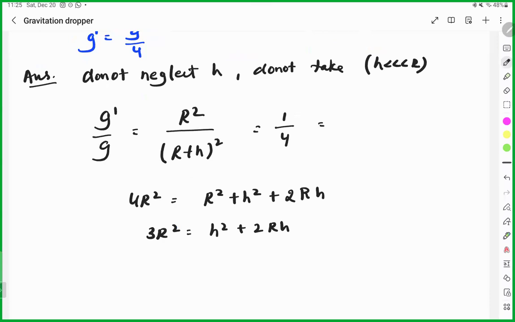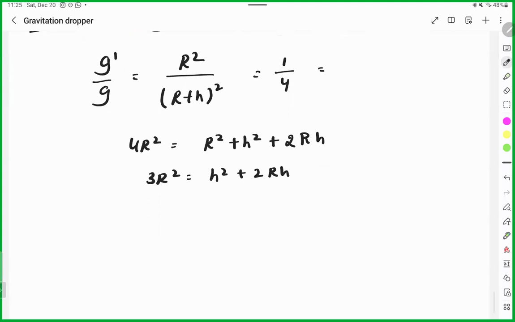Can we do this by this method? Yes or no, guys? 4r square, r square plus h square plus 2rh. Or can we do one thing to make it easy? Take the under root on the other side.